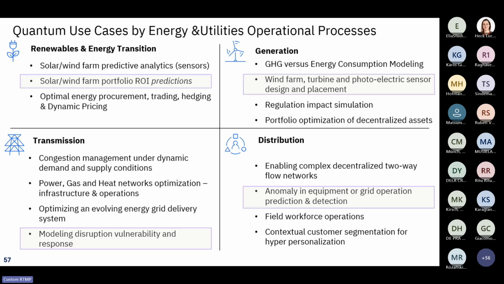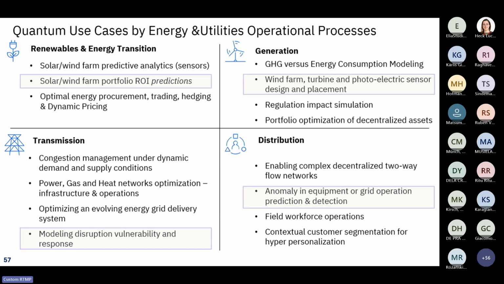And one of them is, as you can see, I have multiple examples. I only pick out one of them. That is, how can you better predict the return on investment of your solar and wind farm investments? Because, of course, we all want to transition to more green energy, but what is the return on investment of it? How can you calculate that in a more granular and more accurate way? That would be a typical example of quantum machine learning, for instance.